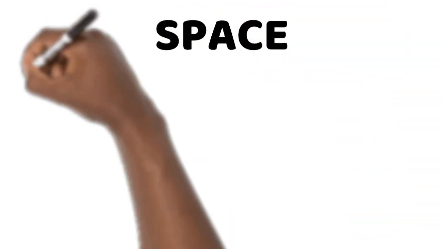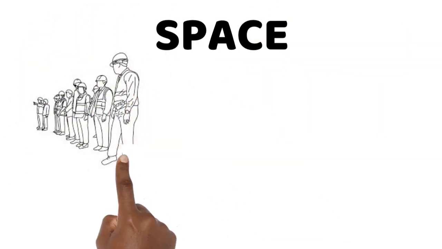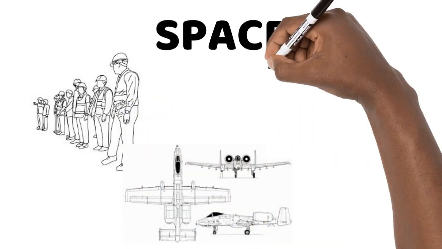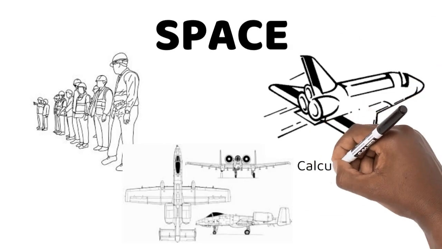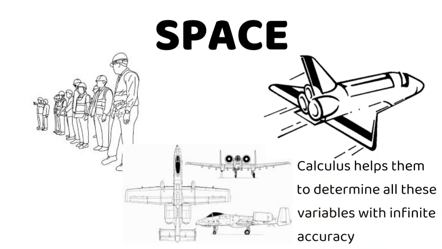Number 3. Space. Space engineers often use calculus when planning long missions to launch a probe because they need different speeds in the probe's orbit proportional to gravity and altitude. Calculus helps them to determine all these variables with infinite accuracy.